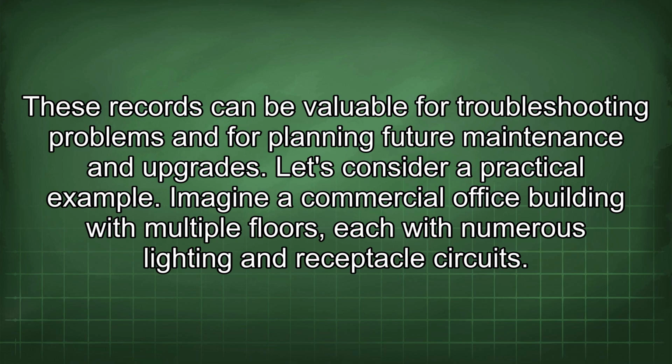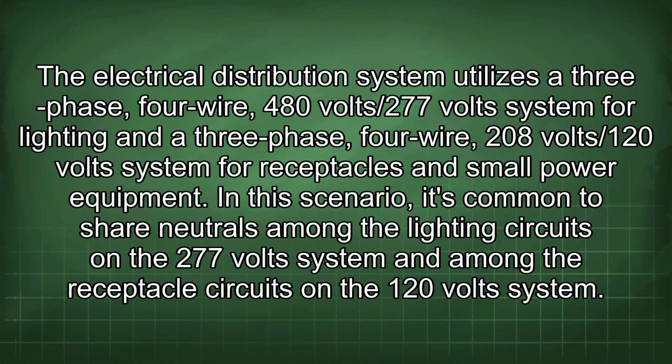Imagine a commercial office building with multiple floors, each with numerous lighting and receptacle circuits. The electrical distribution system utilizes a three-phase, four-wire, 480V/277V system for lighting and a three-phase, four-wire, 208V/120V system for receptacles and small power equipment. In this scenario, it's common to share neutrals among the lighting circuits in the 277-volt system and among the receptacle circuits in the 120-volt system.